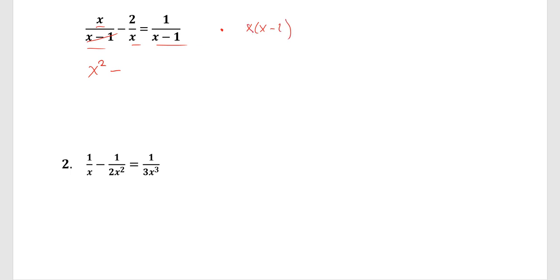And then we'll have 2 over x times x minus 1. The x will cancel with the x. So we'll have 2 times x minus 1. So minus 2 times x minus 1. Okay? And then equals 1 over x minus 1. Here the x minus 1 cancels with the x minus 1. So we get 1 times x, which is just x.